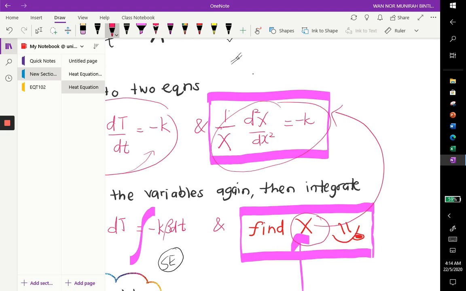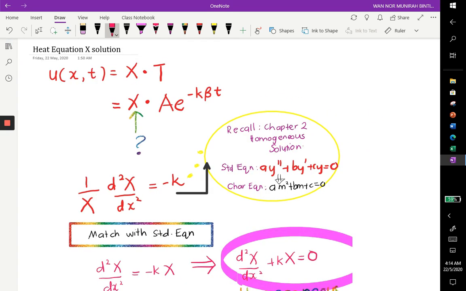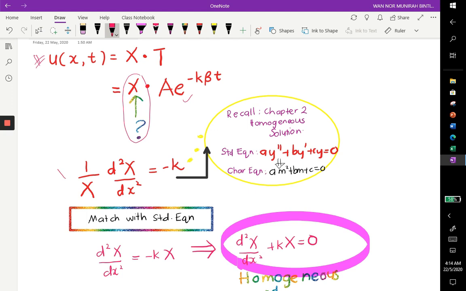Alright, so we continue here. The solution that we want to find is U equals X times T, the product solution of X and T. T was already found, but now we want to find what our X is. Recall the equation just now: we have 1 over X d square X dx square equals negative K.